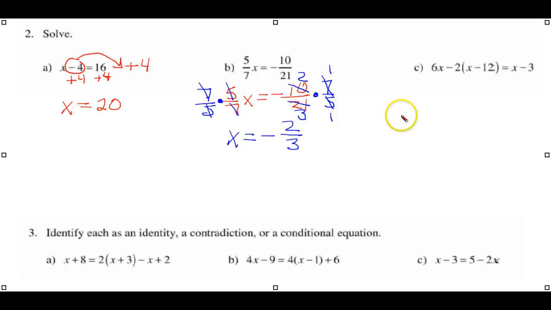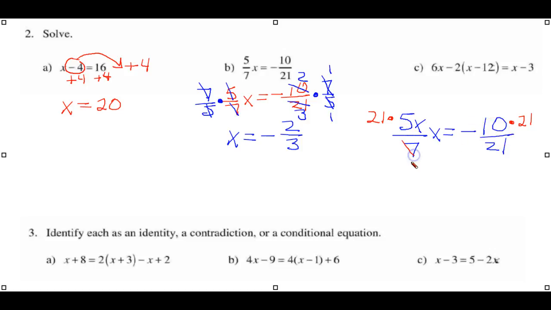Now another way is this way. And I'll write it out again. Now we said when we have fractions, if we multiply the fractions by the lowest common denominator, which in this case is 21, that's another way to do it. So we're going to multiply this side by a 21 and this side by a 21. Now we're doing the same thing to both sides.